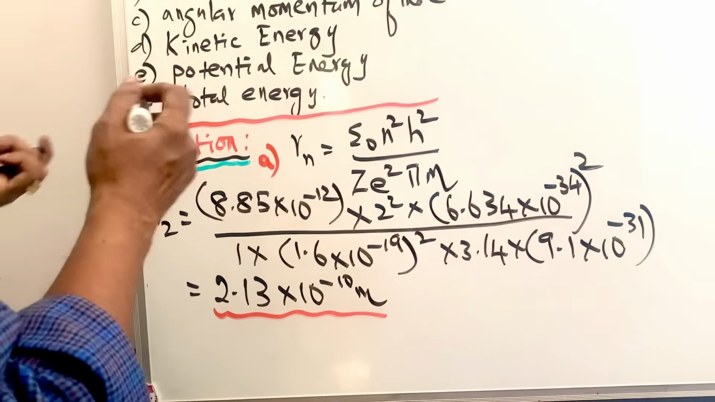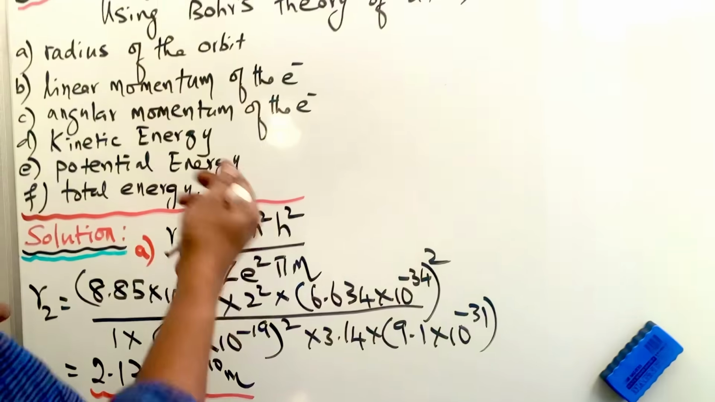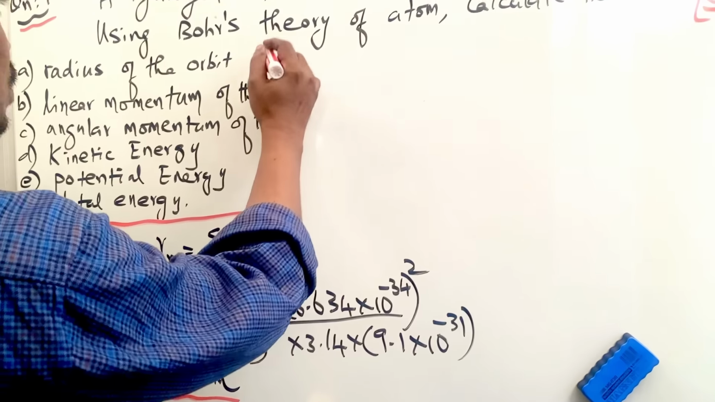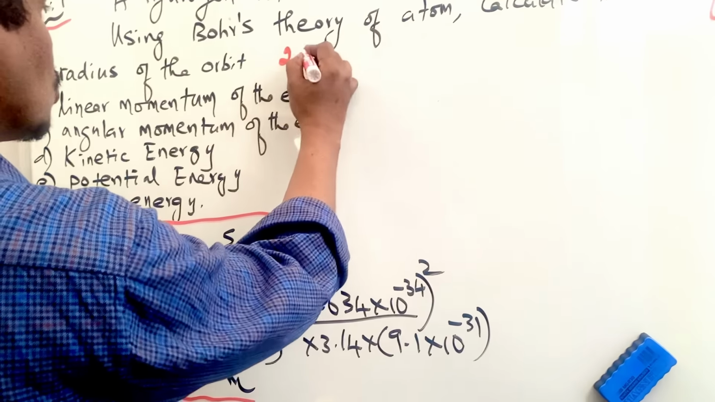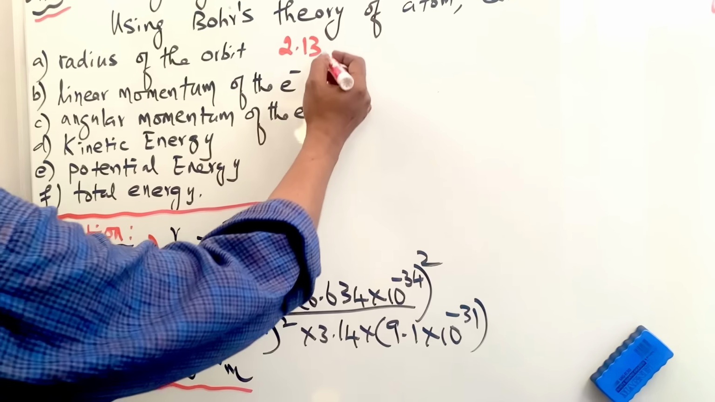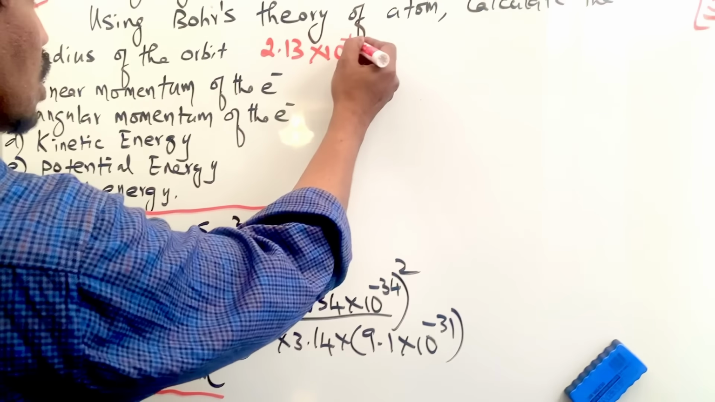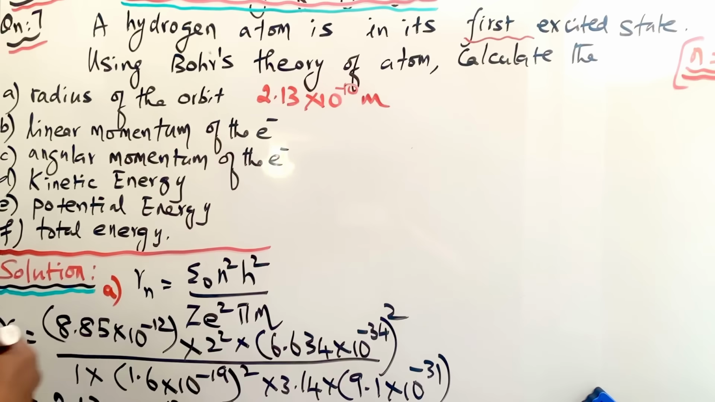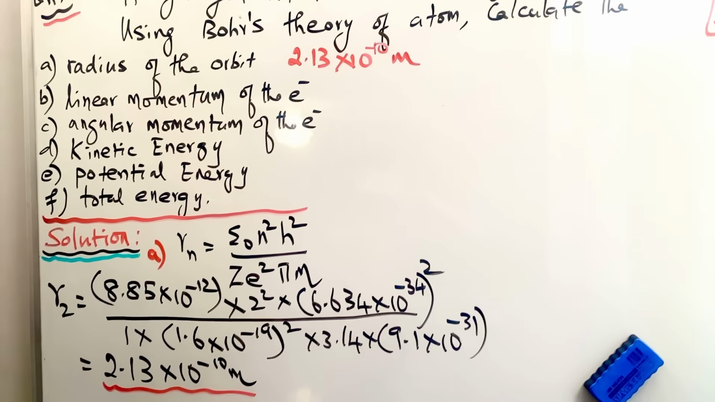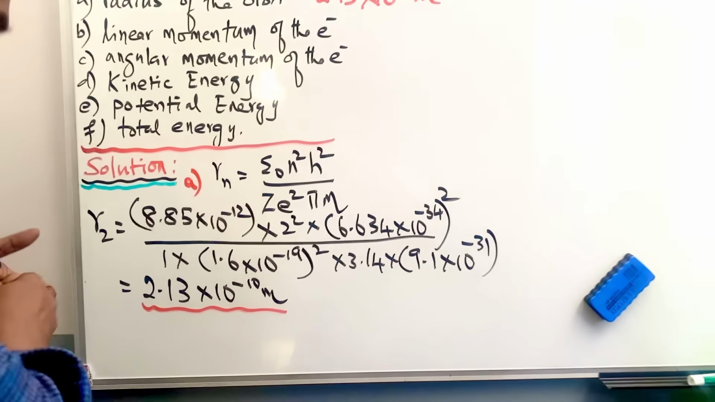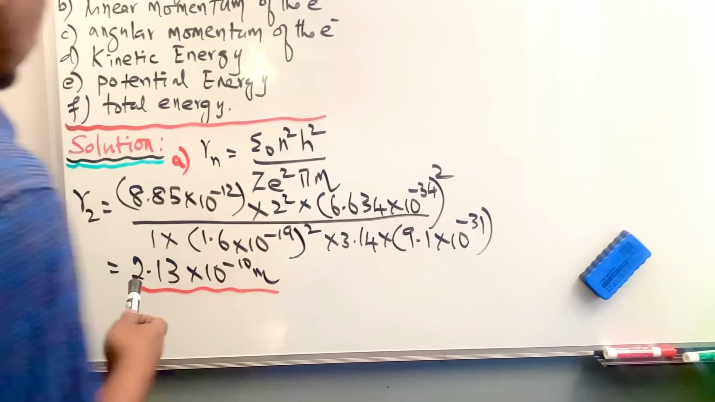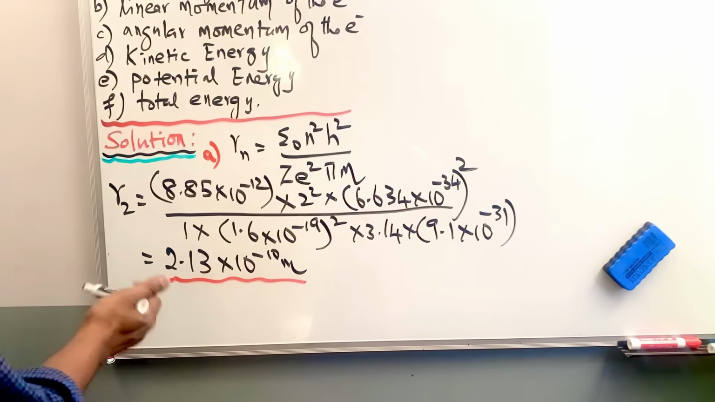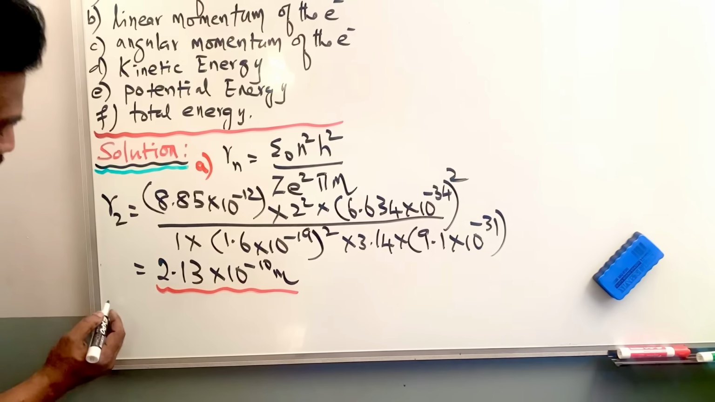We can put the value here because this is an important value that we will use later: 2.13. If the space is not enough, I may remove it, but I need the value, so I wrote it here already. The next one is the linear momentum of the electron, P, for question B.